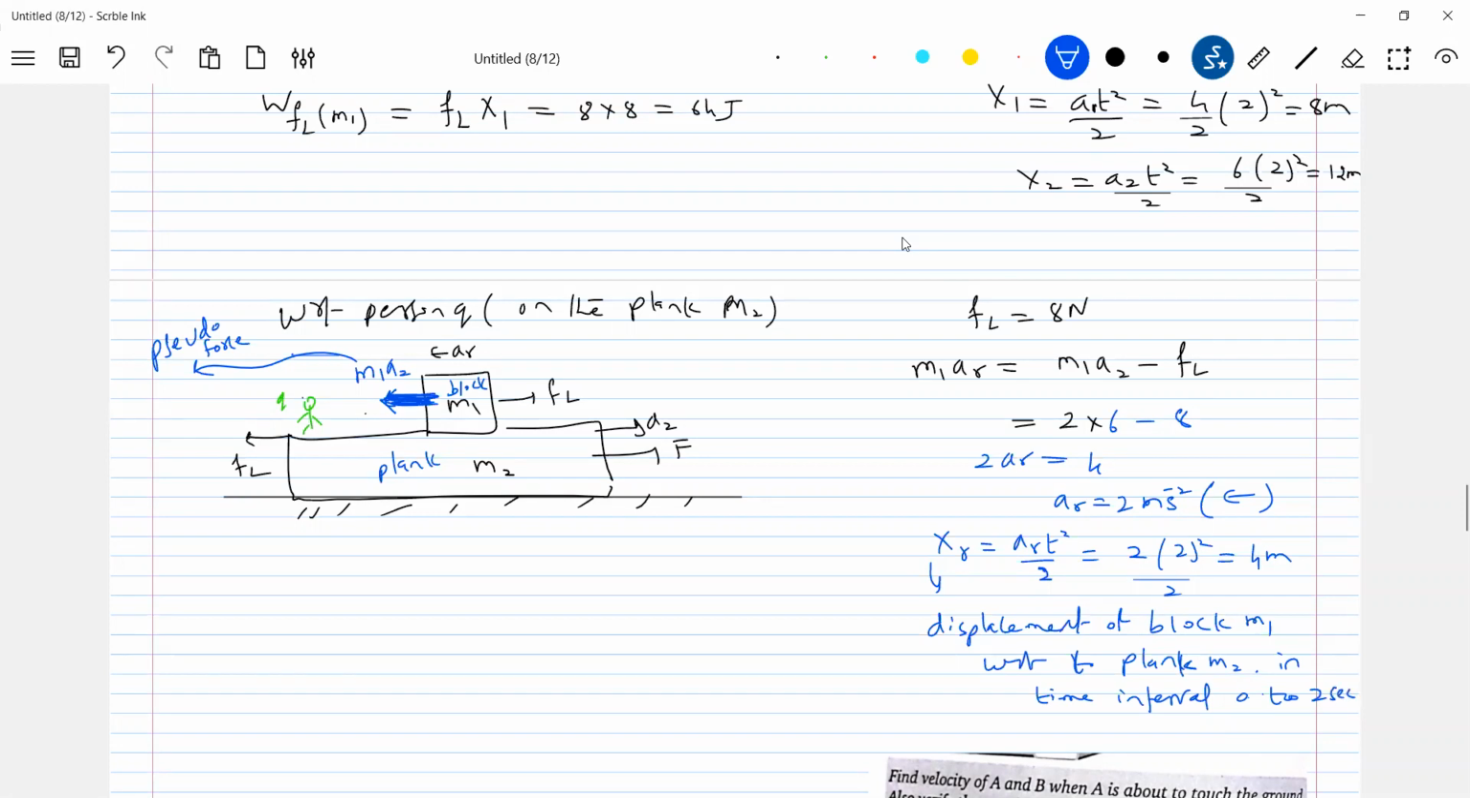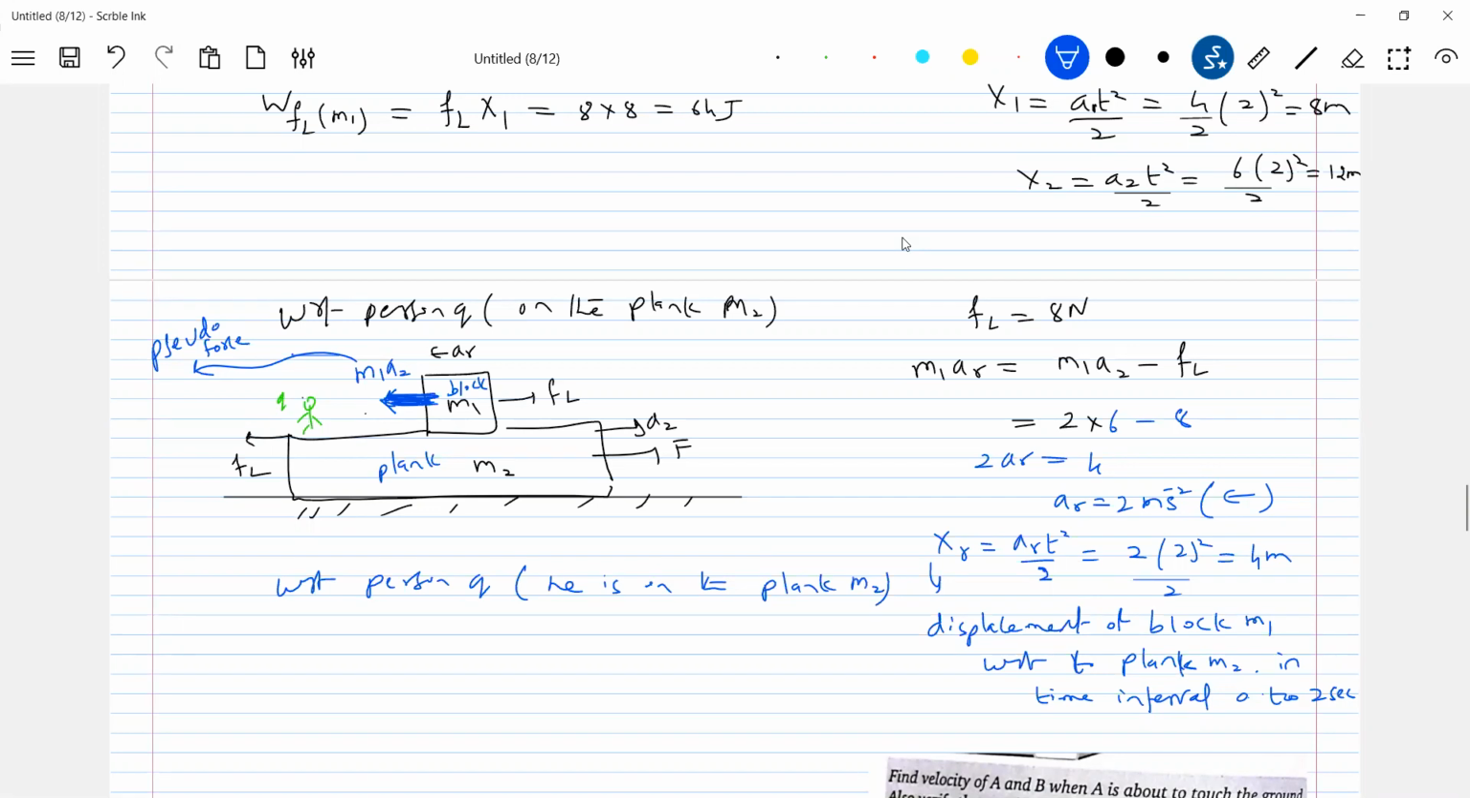I gave enough information. Okay, let's calculate the work done by the friction. Work done by the friction on the block M1 with respect to person Q, who is on the plank, the non-inertial frame, not on the ground. Q is on the plank M2.